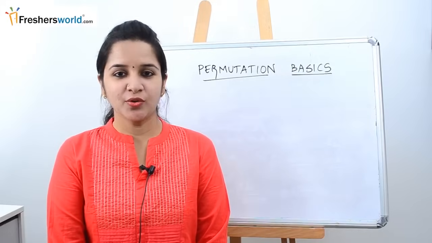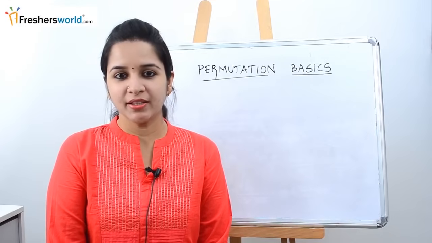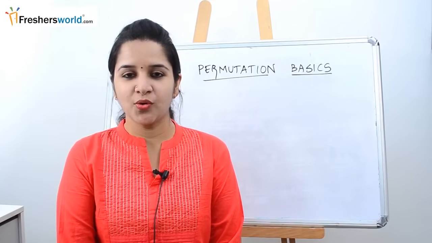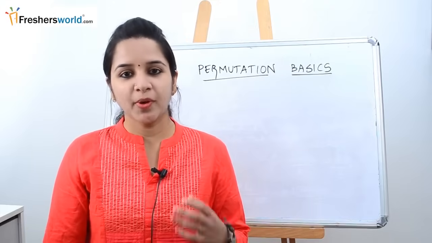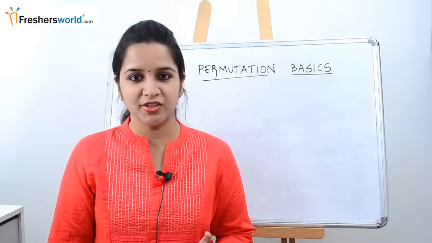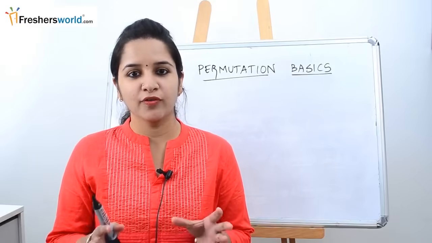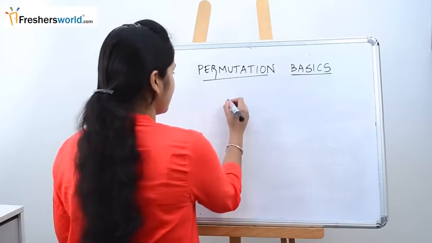The topic that we are going to delve into today is permutation basics. Before going in depth into the various formulas that we use in permutation, first let us know what permutation is. Permutation means the number of ways a group of things can be arranged. This is a theoretical way of knowing permutation. Let's understand it better with an example.